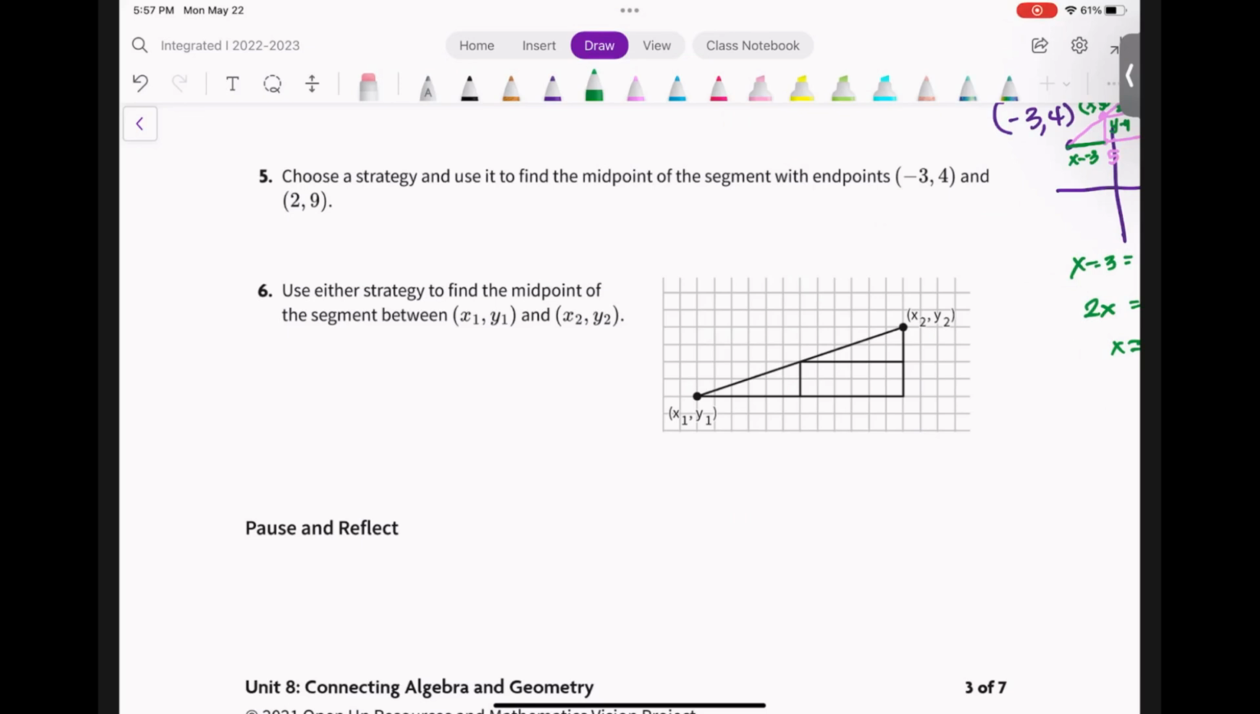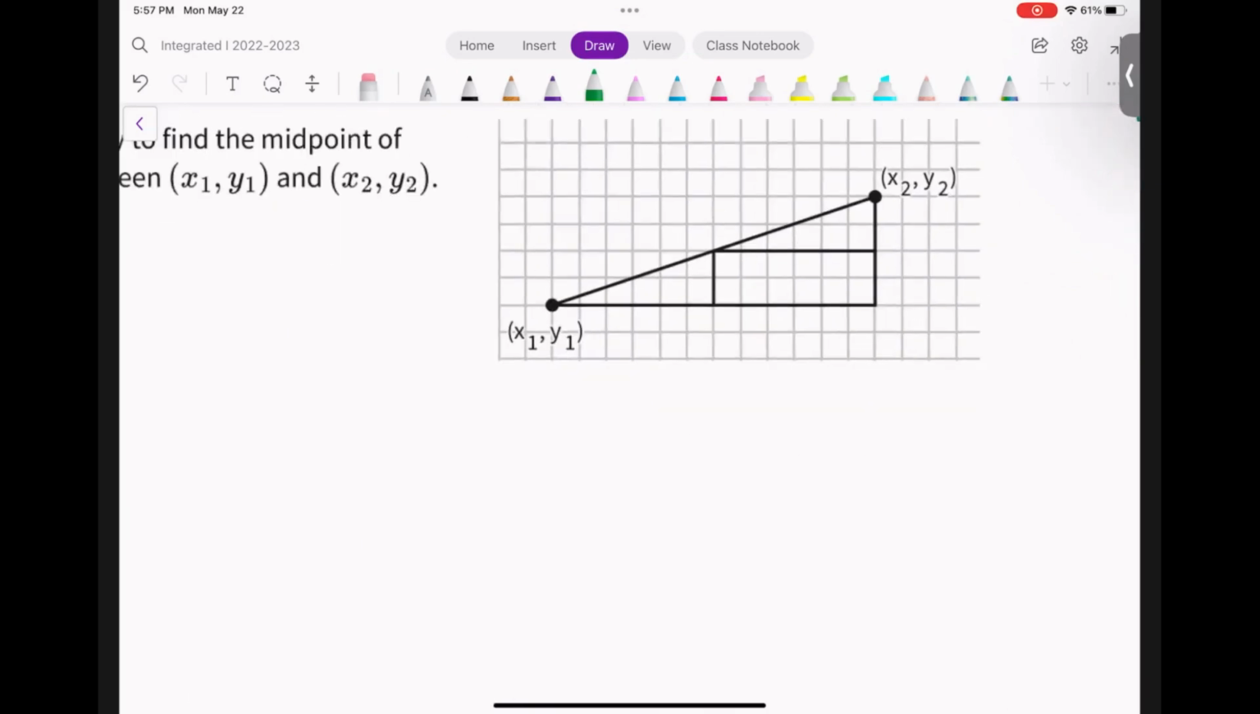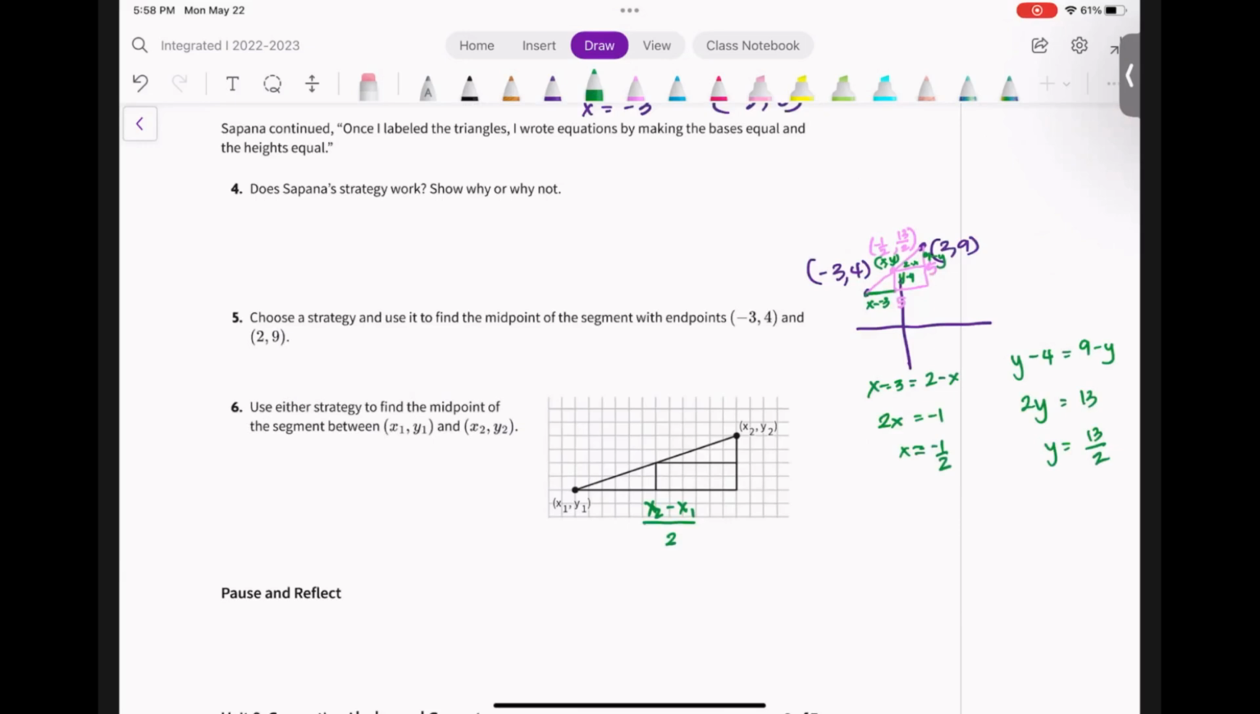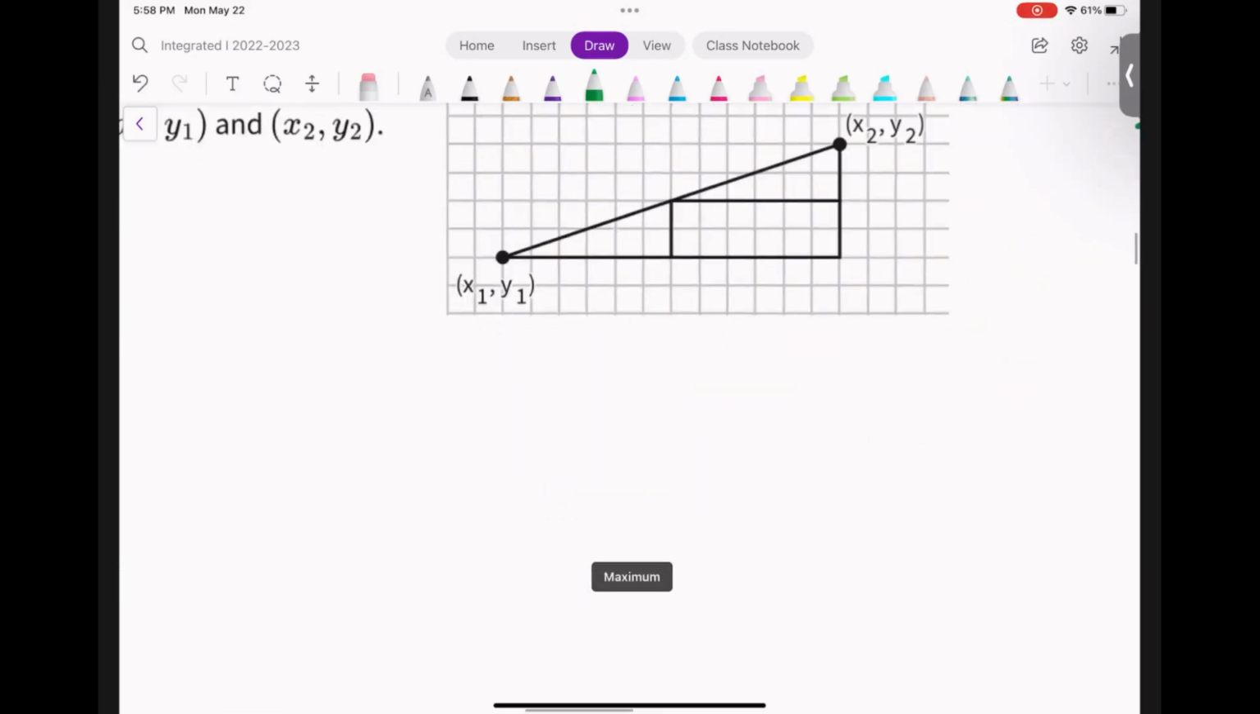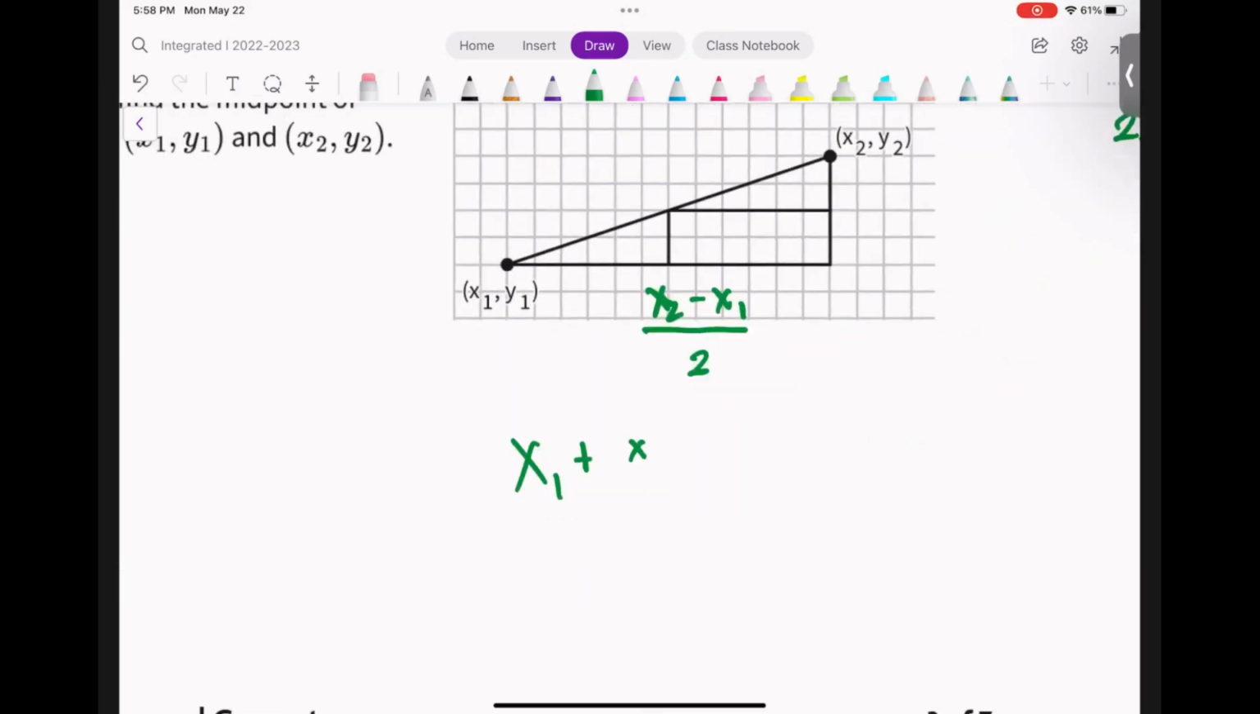Okay. So Malik's strategy would have been like this. It would have been, let's see, x2 minus x1. And then you would have divided it by 2, right? Because that's what we did here. And then you add it to your x1. So it would be x1 plus x2 minus x1 over 2.